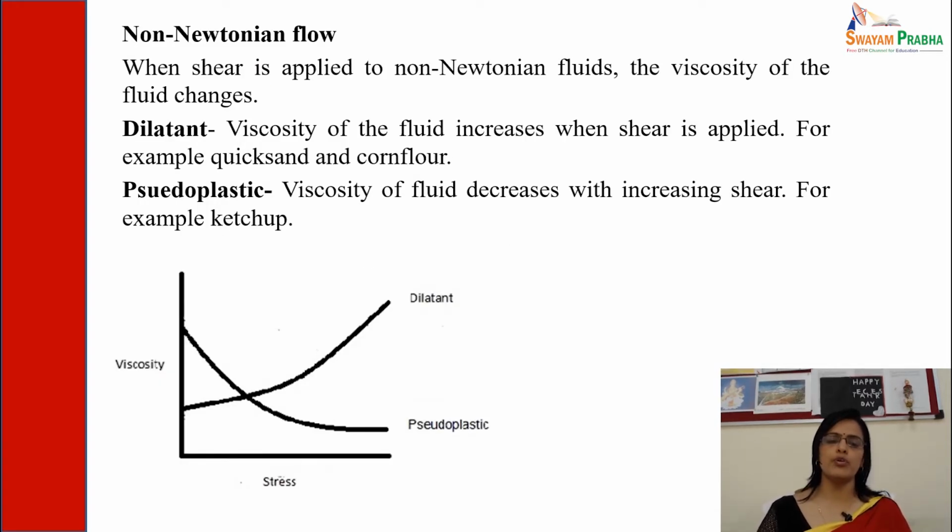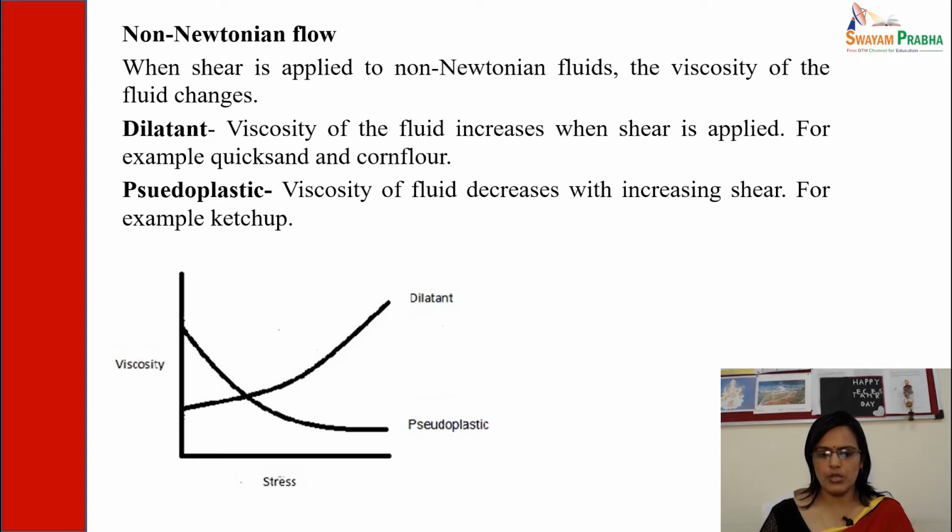Now non-Newtonian flow. When shear is applied to a non-Newtonian fluid, the viscosity of the fluid changes. The behavior of the fluid can be described in these four ways. Okay, so we are going to now discuss these. Dilatant flow: the viscosity of the liquid increases when shear is applied. For example, quicksand and corn flour. Now pseudoplastic flow: the viscosity of the fluid decreases with increasing shear. Ketchup, you can take as an example.